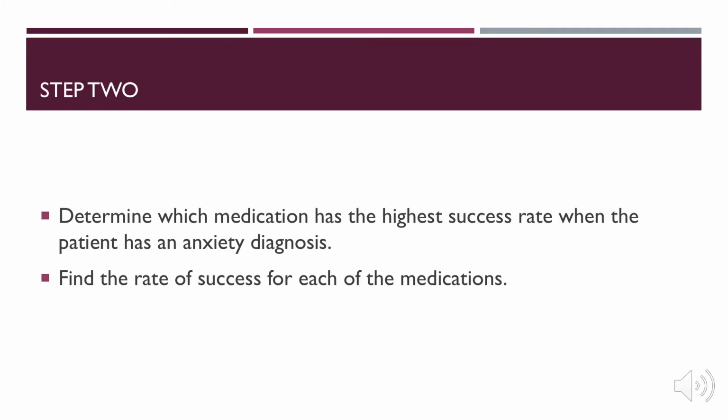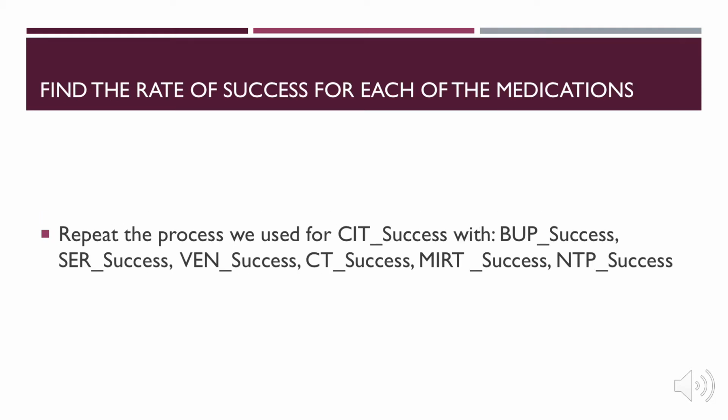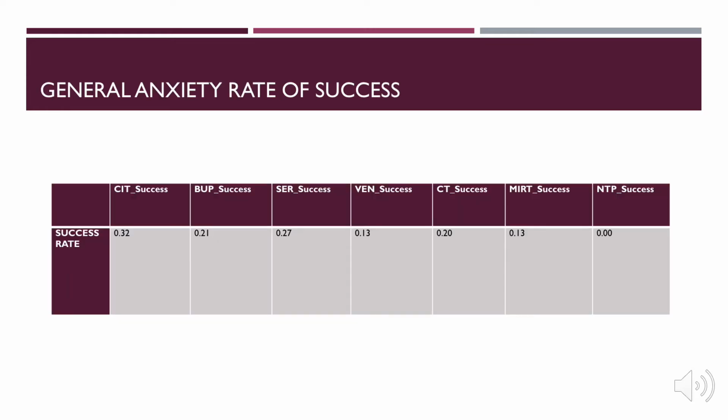The second step of this assignment is to determine which medication has the highest success rate when the patient has an anxiety diagnosis. Find the rate of success for each of the medications. In order to do that, we're going to duplicate the process we just used for citalopram with the other medications in the file. Once we've done that, we can compare the success rates of all the medications.